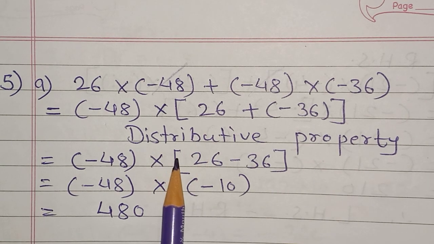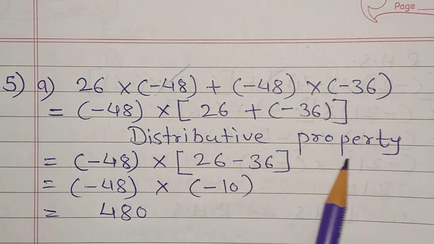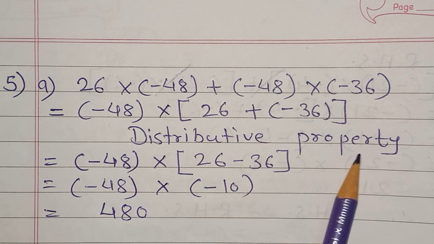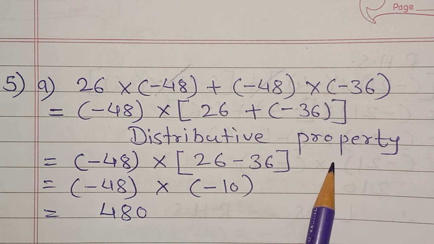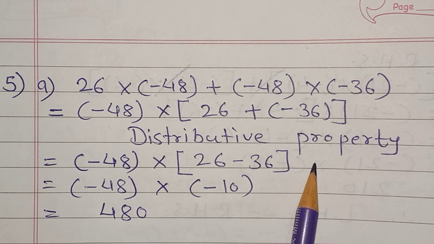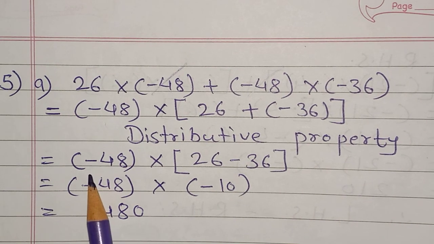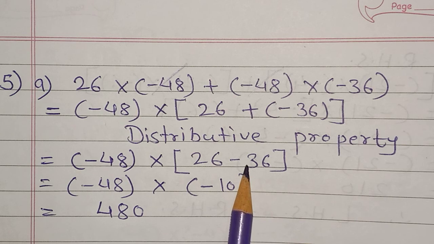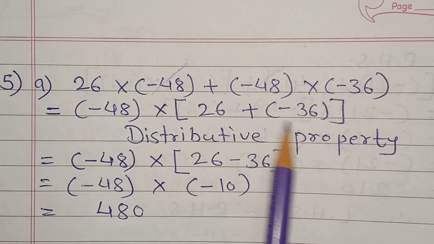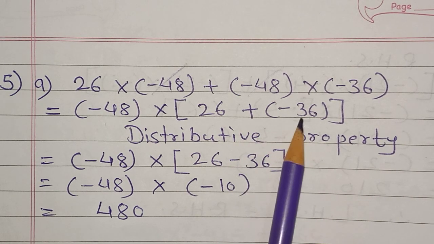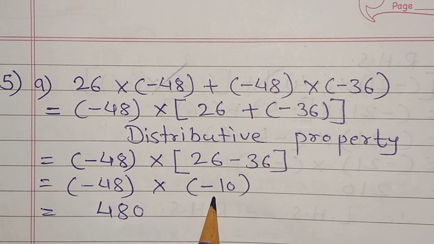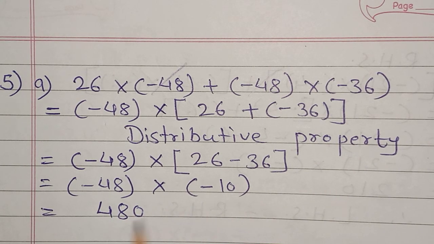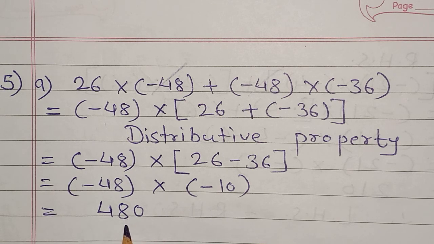So which property have I used here? It is distributive property. We have learned these properties also. Please go through those properties. Minus 48 into bracket 26 minus 36. I have solved the bracket here. So the bracket answer is minus 10. So minus 48 into minus 10 gives the answer 480.